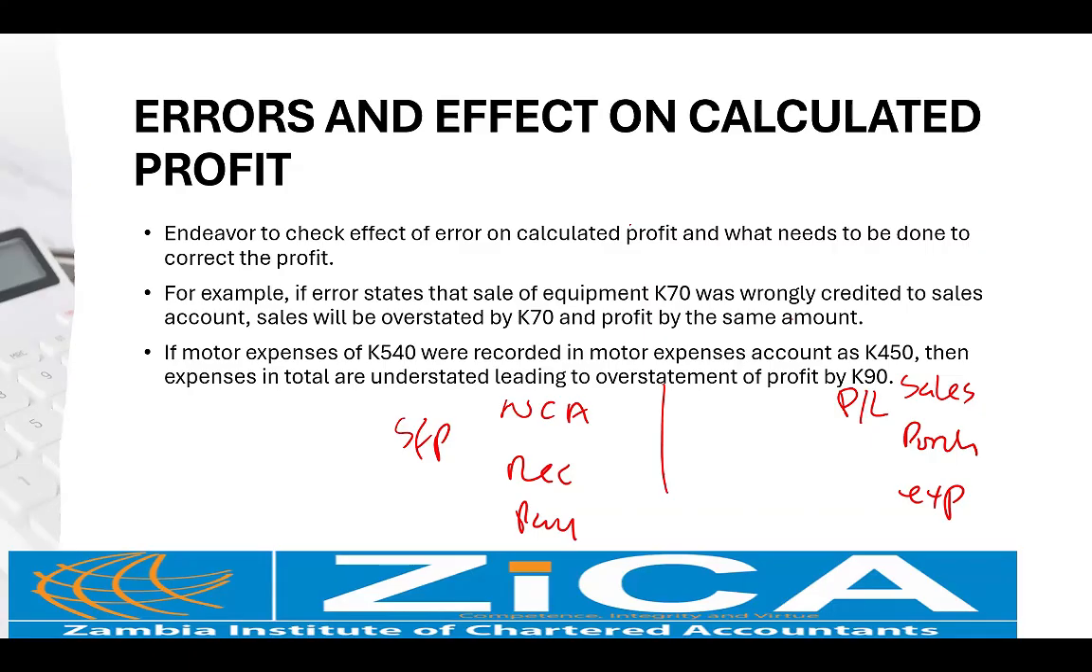So like here, if the error states that the sale of equipment 70 was wrongly credited to the sales account, what it means is that sales will be overstated by this 70 and the profit will be overstated. Remember, sales is income. So if income is more, it means the profit that will arise out of there will be too much. So to make a correction, you subtract the 70 from the profit, which has been calculated using an overstated sales figure. If motor expenses of 540 were recorded in motor expenses account as 450, so in short, your expense which has been used to calculate the profit was less by the 90.